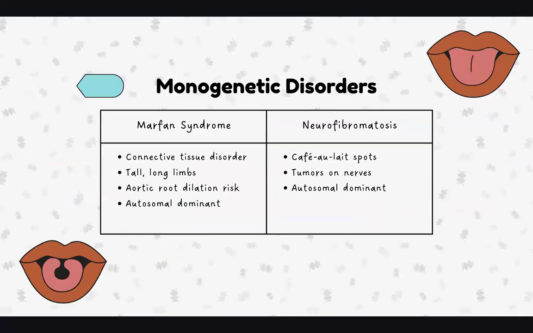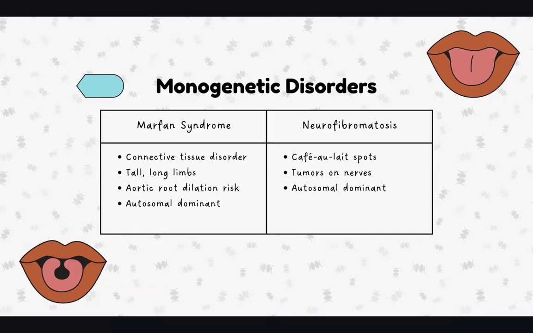All right, getting into monogenic disorders, these are Marfan and neurofibromatosis. Say that 5 times fast. Neurofibromatosis. Marfan is a connective tissue disorder. They have tall stature, long limbs, aortic root dilation, and they are autosomal dominant.